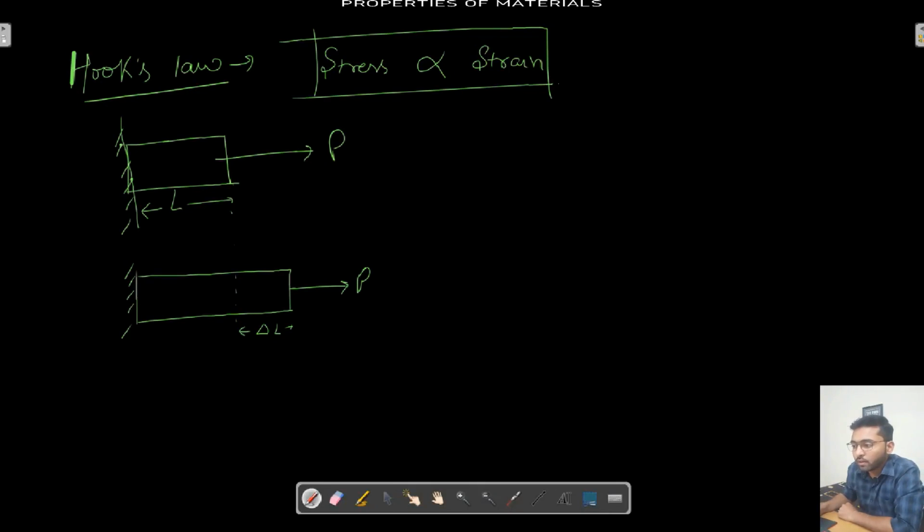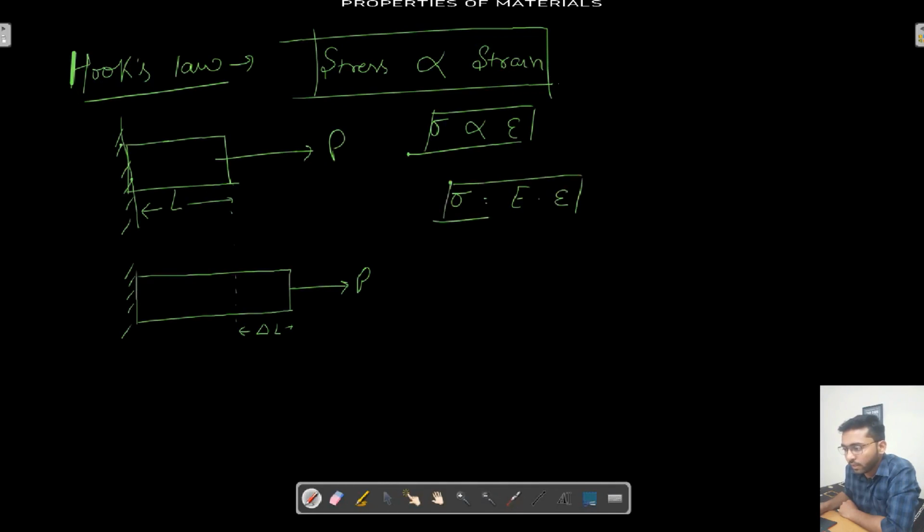So with this, if we write this stress with this symbol, we can say that stress is directly proportional to strain. These are the universal symbols which we will be using throughout the subject. Okay, so stress is directly proportional to strain, and if we remove this limit of proportionality, what do we get? We get Young's modulus of elasticity. What is this? This is Young's modulus of elasticity.